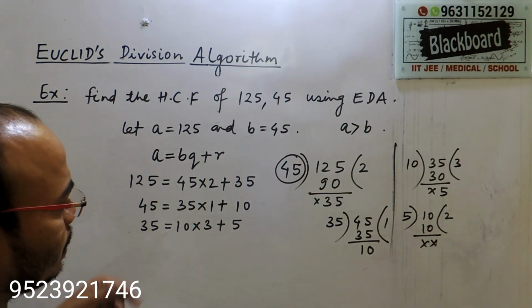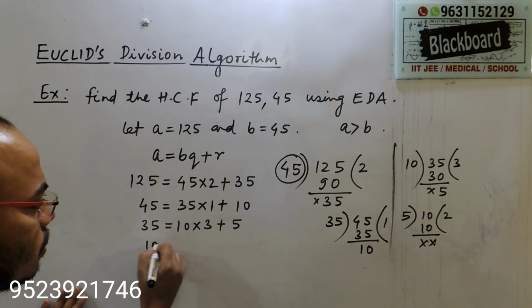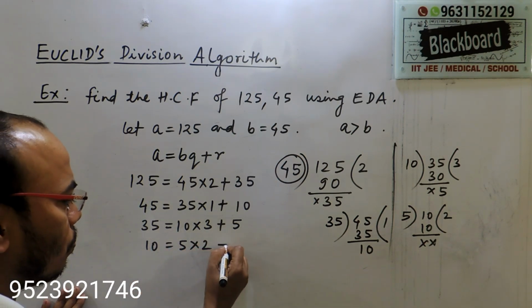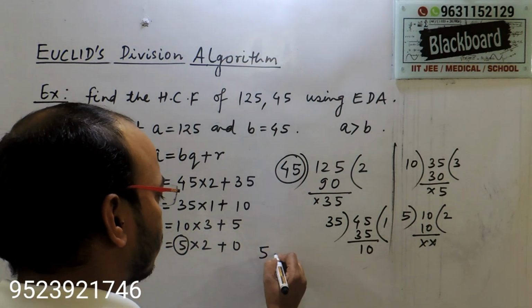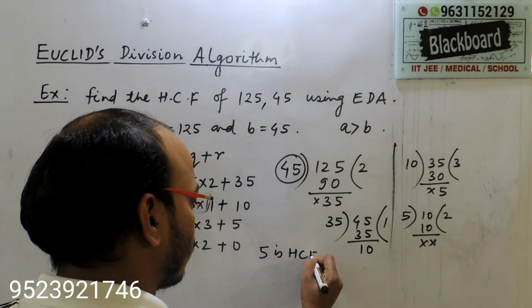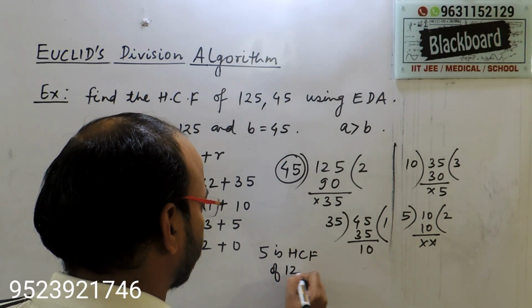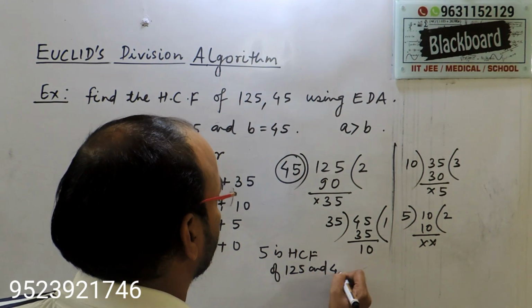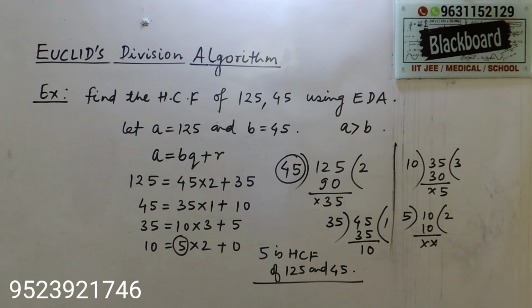So you have to repeat the step till remainder becomes 0. That means you can write 10 is equals to 5 into 2 plus 0. And here this is divisor. That means 5 is HCF of 75, 40, 125 and 45. And 5 is your HCF. That means you can say that 5 is the highest number which divides 125 and 45.